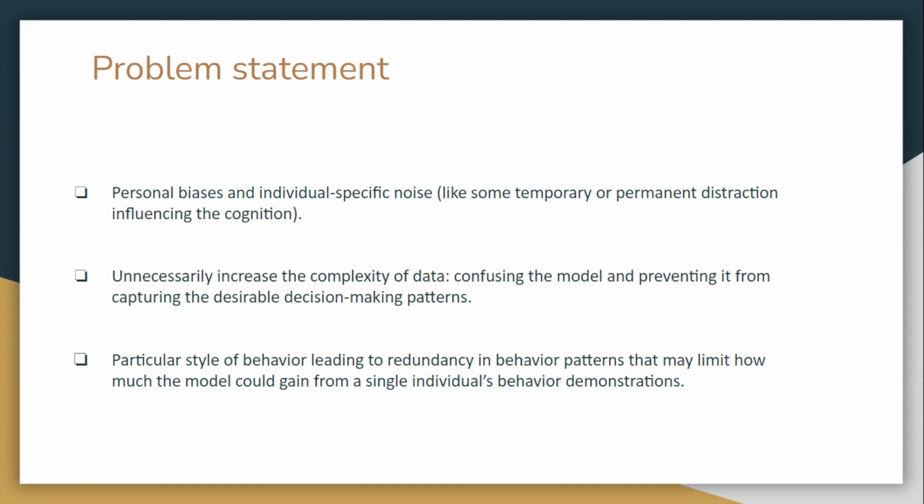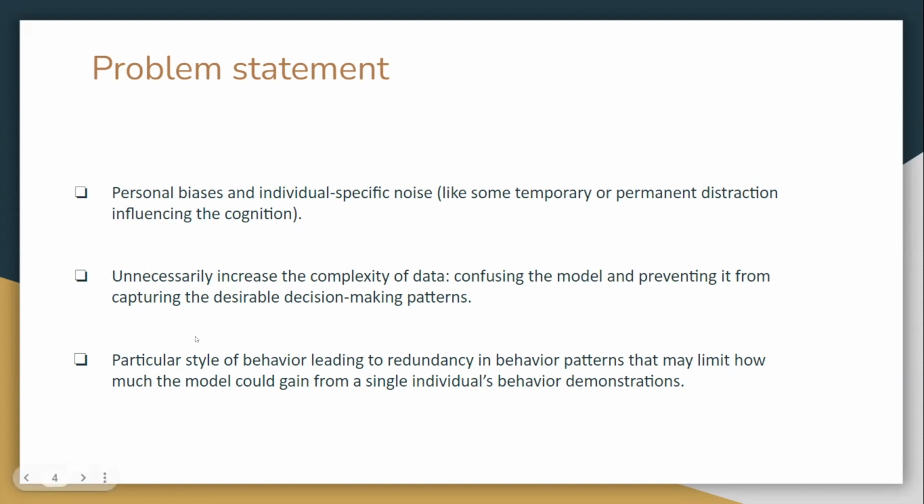Also, such noise or biases increase the complexity of the data. They might confuse the model about what it should learn and what it should not learn, and it masks the actual relevant information, the actual good behavior, from the whole human behavior that the model sees.